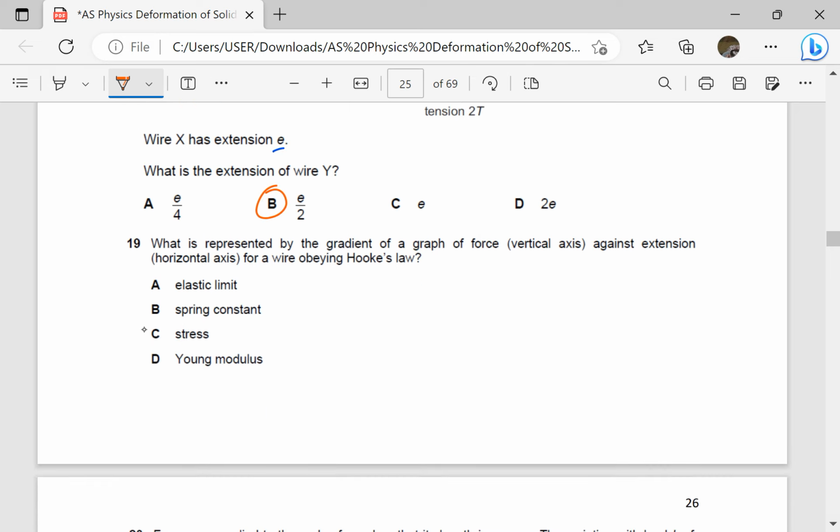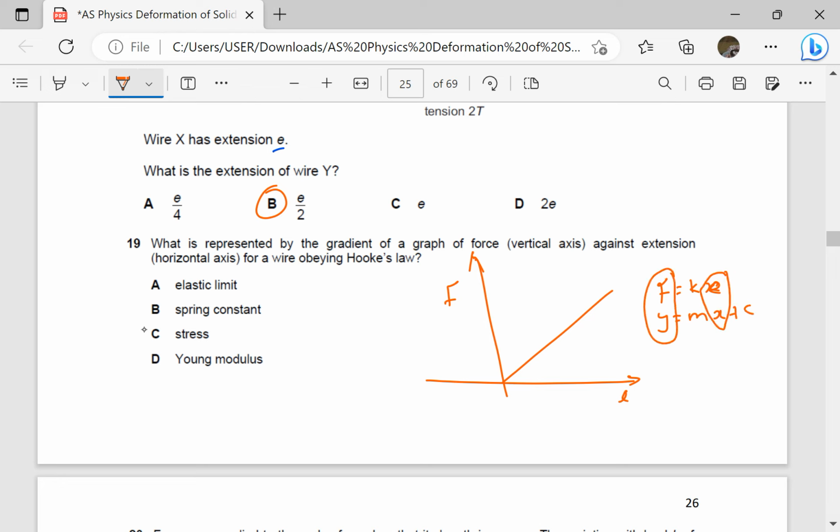What is represented by the gradient of a graph of force against extension? So force against extension, I think that is from Hooke's law, force is equal to K times X, or K times extension. So if I compare with y equals mx plus c, on the y-axis I have F, on the x-axis I have extension. So the gradient is K, which is the spring constant.